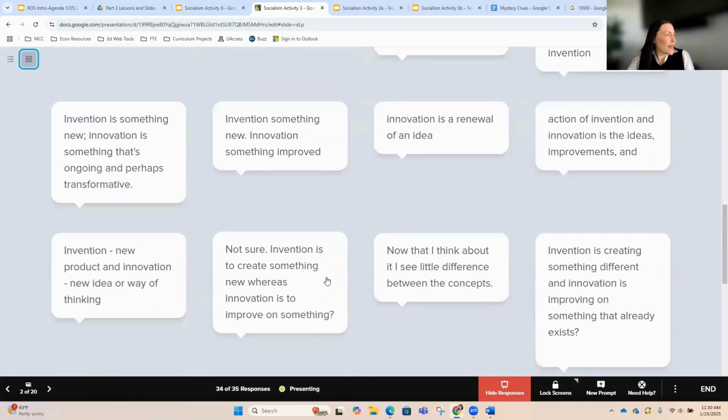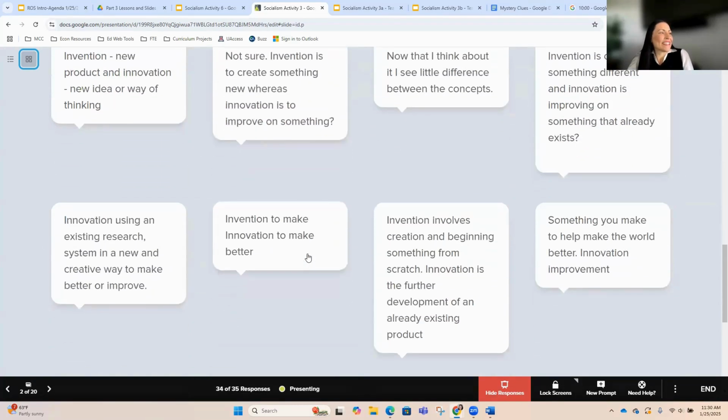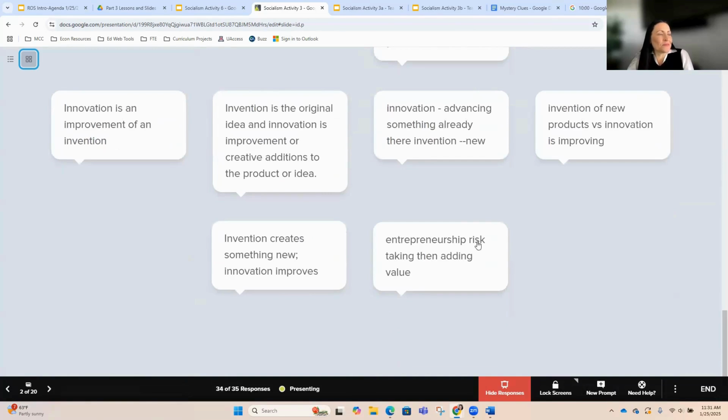Lots of similar ideas to that, it looks like here. I see little difference between the concepts. Helpful. Not sure. Invention is to create something, whereas innovation is to improve on something? Invention is to make. Innovation is to make better. Okay. Entrepreneurship, risk-taking, then adding value. All right, thank you for your helpful responses.